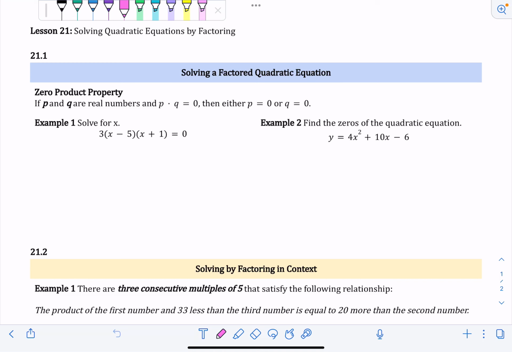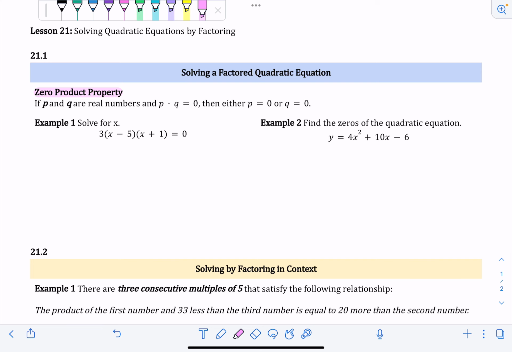Lesson 21 is solving quadratic equations by factoring. So in 21.1, we have to start off by introducing something called the zero product property. So that's up in the top left corner. Zero product property: if P and Q are real numbers and P times Q is equal to 0, then either P is equal to 0 or Q is equal to 0. So that's a property that just helps us solve factored equations.